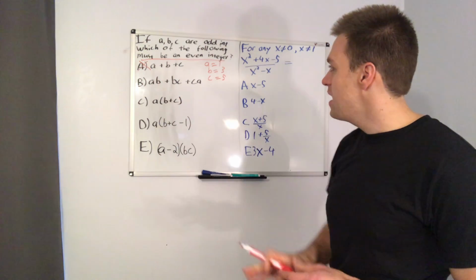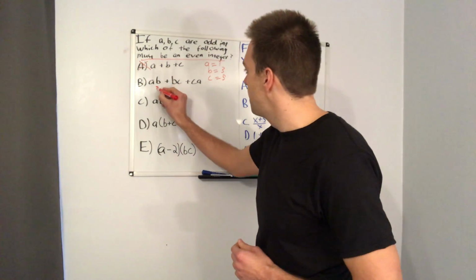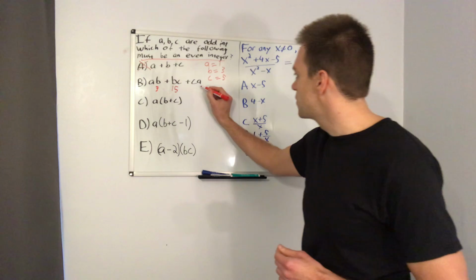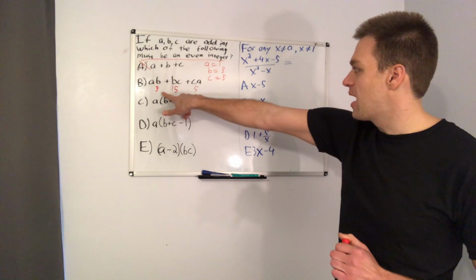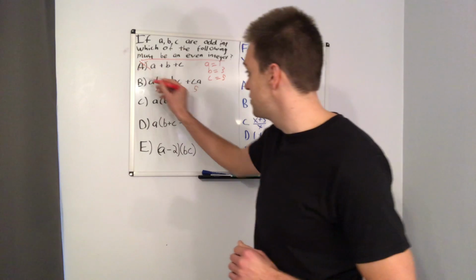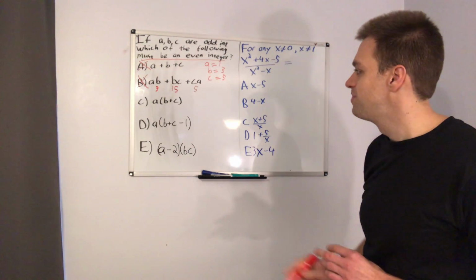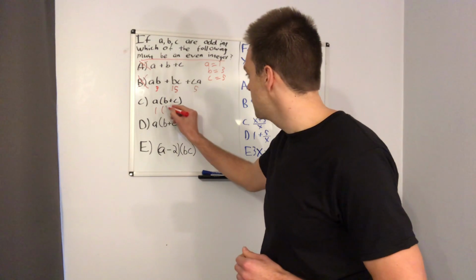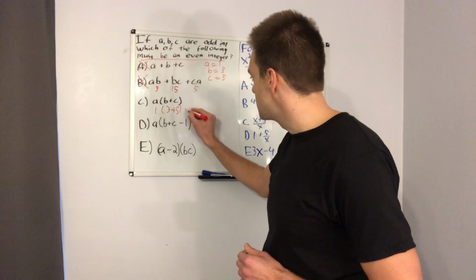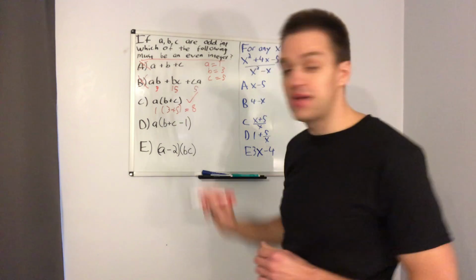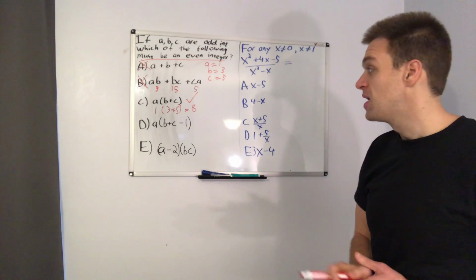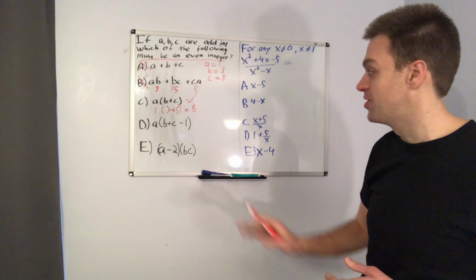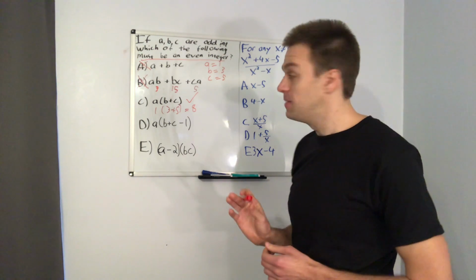B is ab, which would be 3, plus bc, which would be 15, plus ca, which would be 5. If we add those up, we get 23, which is an odd integer, so we know that B is incorrect. For answer choice C, we have 1 times the quantity 3 plus 5, which is 8. That is an even integer, so answer choice C might be correct, because we do get an even integer. We need to check the other two because it doesn't necessarily mean it's always an even integer, but we know that that's an answer choice that could be possible.